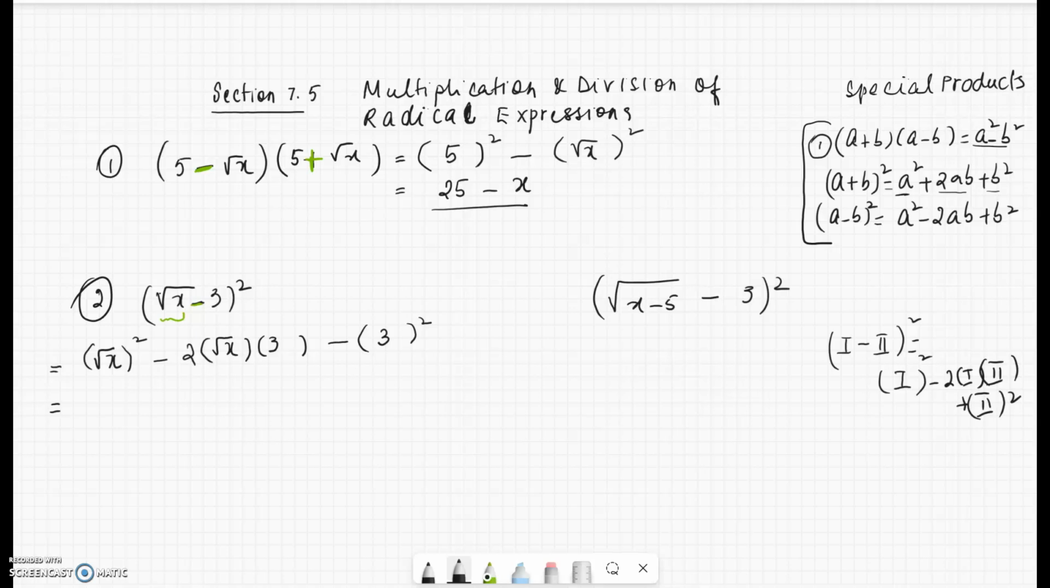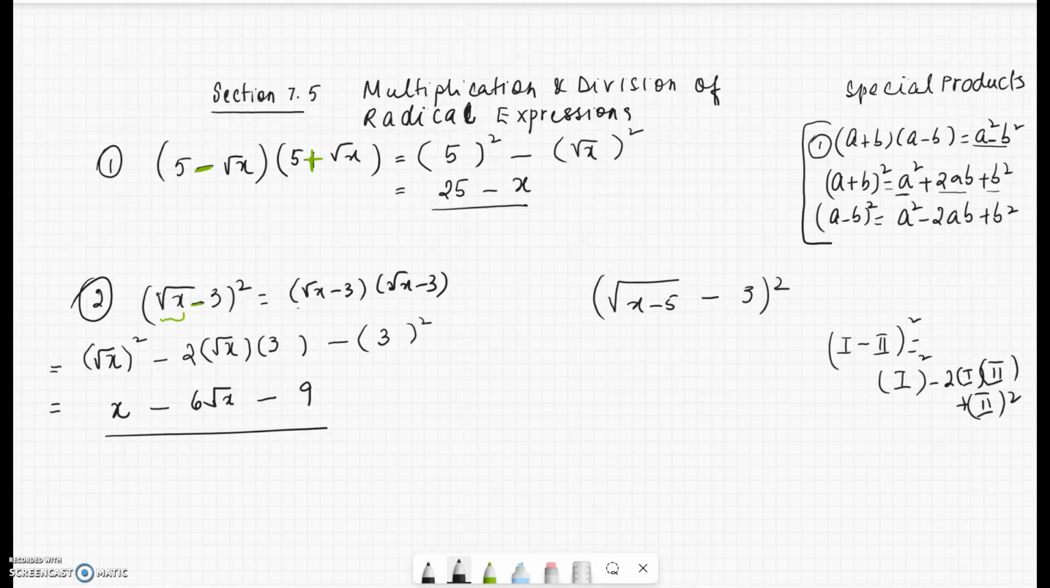So this is equal to radical x the whole squared, which is x, minus 3 times 2 is 6 radical x, minus square the second term, which is 9. So basically this is the product, which is radical x minus 3 times radical x minus 3. And that's what radical x minus 3 the whole squared is. If we didn't know this special product, we'd be doing it the long way using the FOIL method.